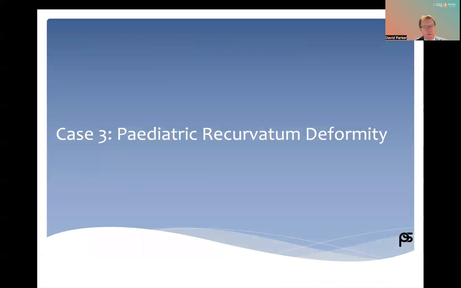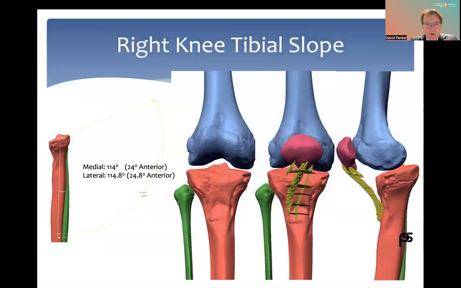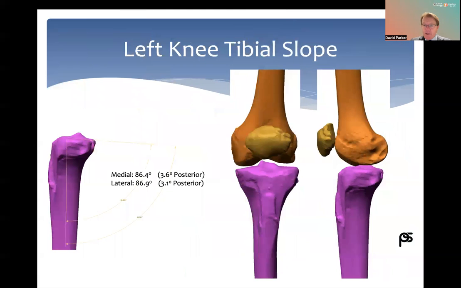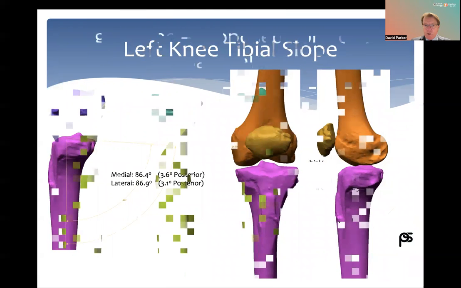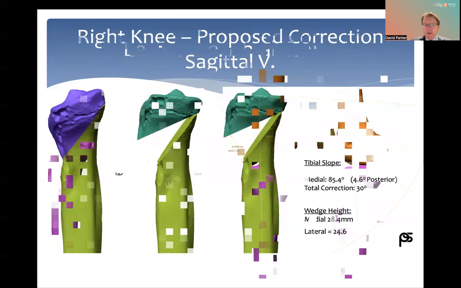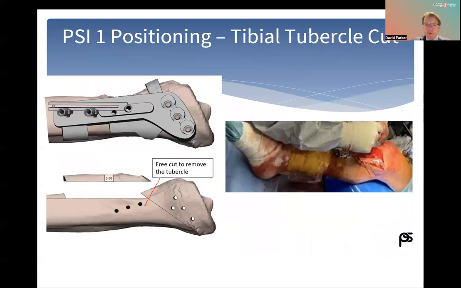A third case, this is a pediatric case with a recurvatum deformity from a growth arrest. If you look here, this is the slope, the very abnormal slope on the affected side. So we calculate the angles there. We then do a scan of the other side to know what we're trying to correct it to. We then plan the correction, mostly in the sagittal plane.